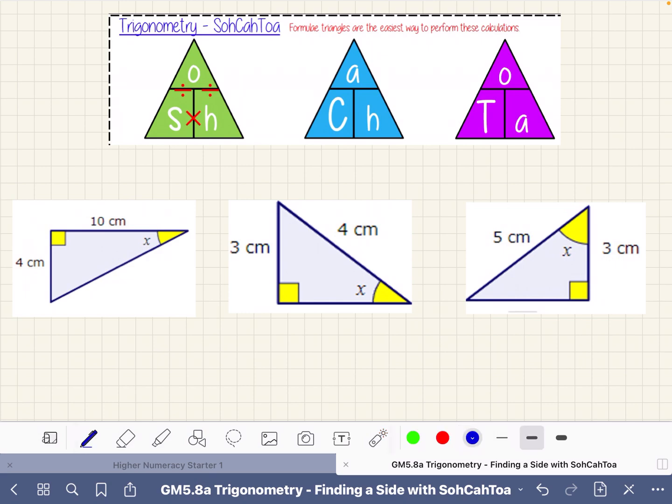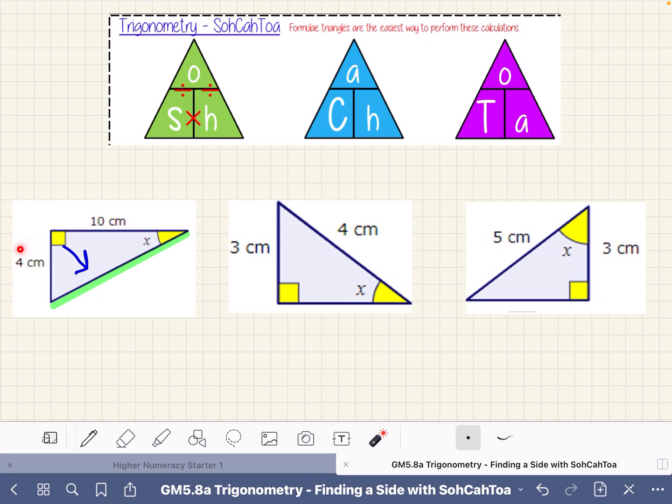We start by recognising that across from this right angle is our hypotenuse. You can see that there is no letter or number next to this hypotenuse, so we will leave that letter blank even though we know it is the hypotenuse. This will help us when it comes to identify the correct formulae triangle to use.